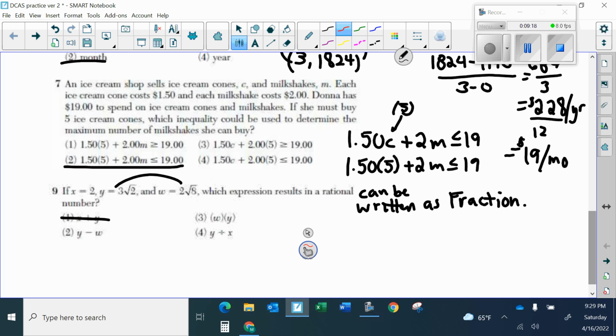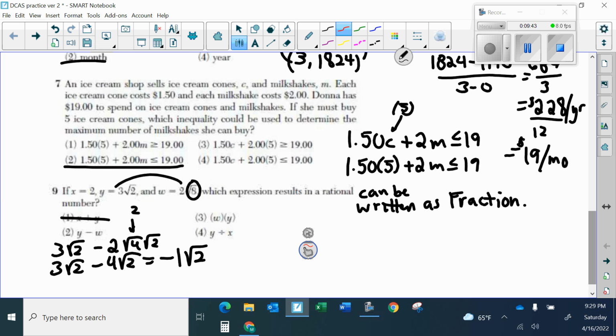If I do y minus w, so you look, oh, okay, I have a square root of 2 and a square root of 8. I can't do anything like that. Well, remember that square root of 8 breaks down more. So I'd have 3 root 2 minus 2 times, and root 8 breaks down to root 4 times root 2. So I'd have 3 root 2 minus, remember that right there is 2. 2 times 2 is 4 root 2. And then 3 root 2 minus 4 root 2 is negative 1 root 2. And so I am still left with a radical in the problem. So therefore, that's not it. W times y.